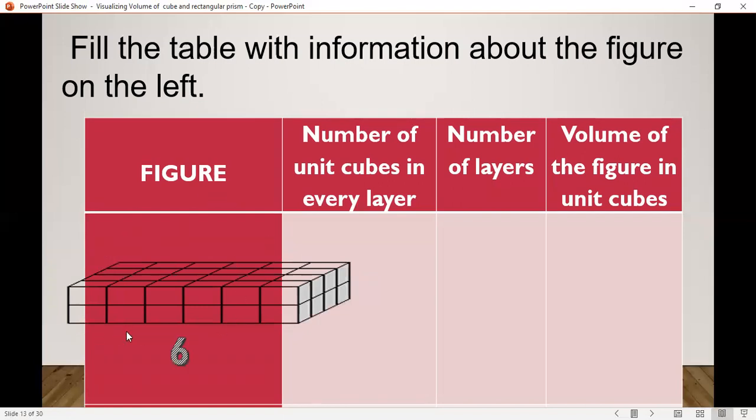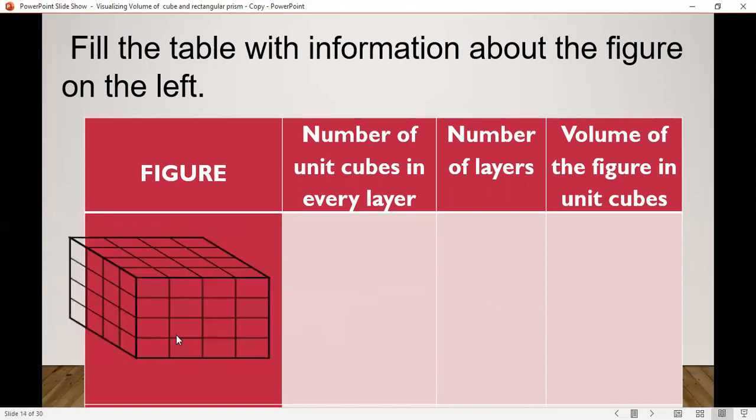In this figure, there are 6 units for the length, 4 units width, 24 unit cubes in every layer. Number of layers, 2. The volume is 48 unit cubes. In this figure, the length 4, width 4, 16 unit cubes in every layer. There are 4 layers. 16 times 4, 64.